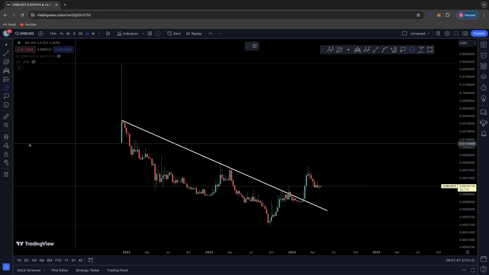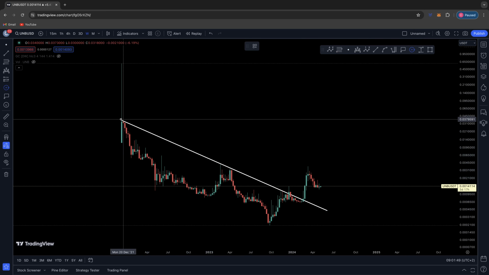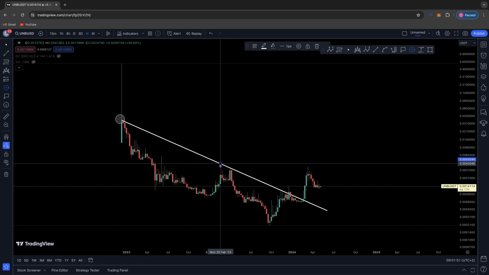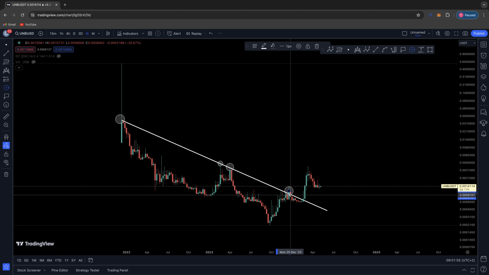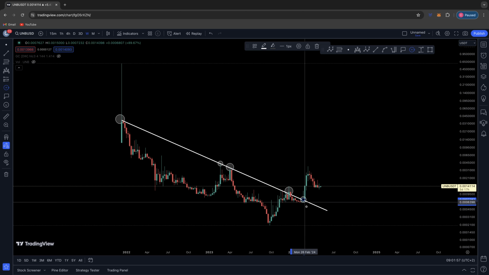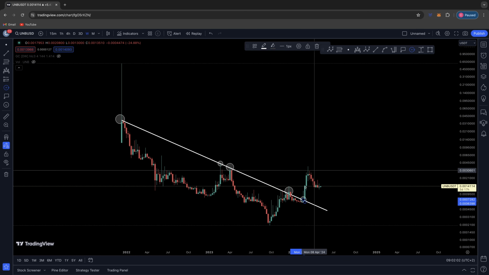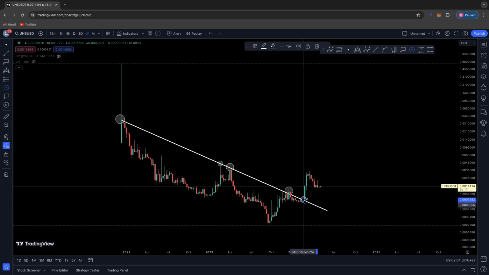So just to confirm and get these points on so you can see, this is where we started the resistance point. We had another resistance point here, another resistance point here. We had a fake out at this point. And this is where we actually broke out in February. It was on the fifth point of contact on this descending trend line that we actually exploded out of this resistance. And this is what you want to see.